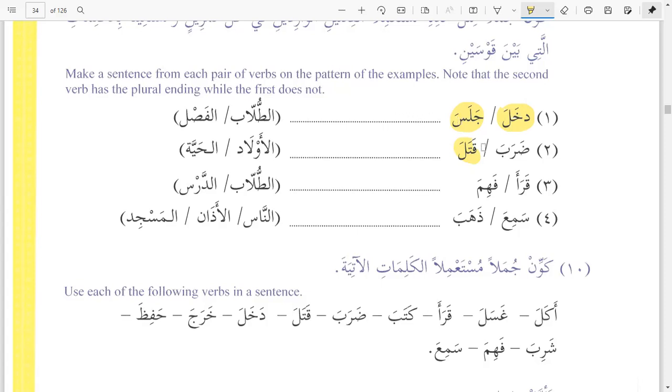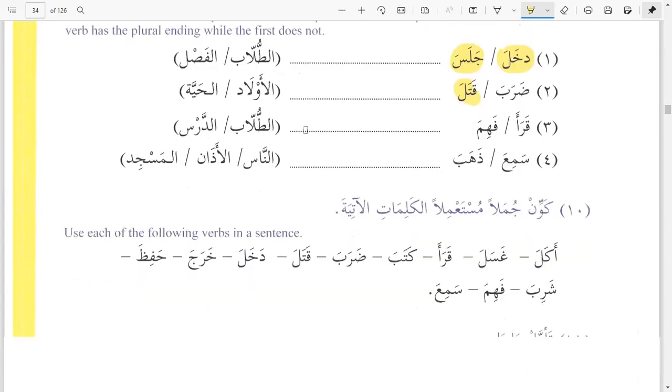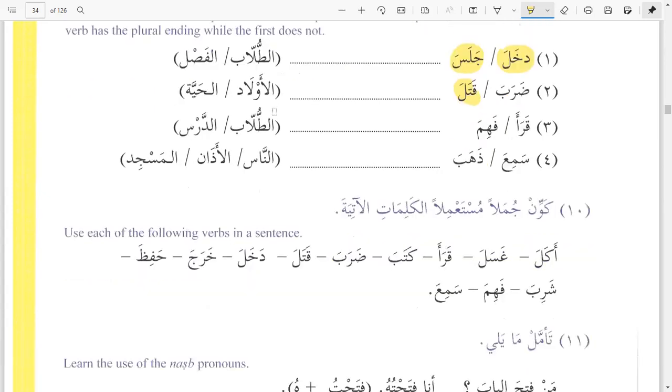Daraba, qatala. Darabal awladul lahiyata. The boys, the children hit the snake. Wa qatalu, and killed him. The boys hit the snake and killed him.